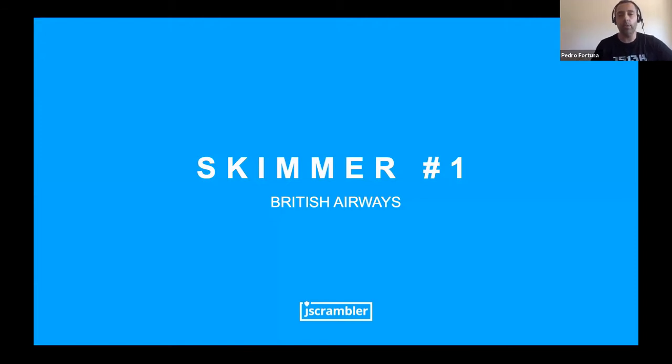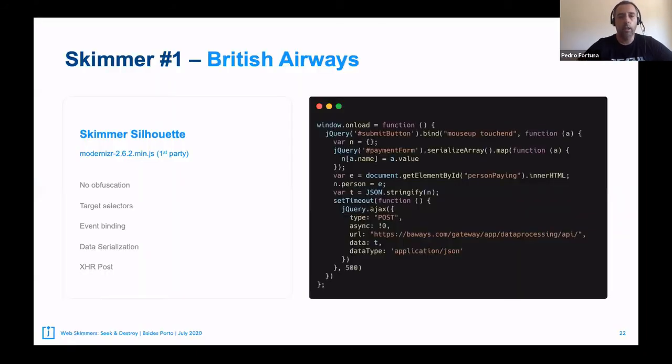So now I'll demonstrate the use of the Magecart classifier through three skimmer samples. And first we'll start off with the British Airways skimmer. This skimmer is very simple. You're seeing the skimmer on the right side window. It wasn't even obfuscated. It's just a simple function that hooks into the payment form, serializes all the form fields, and sends everything to this baways.com server.